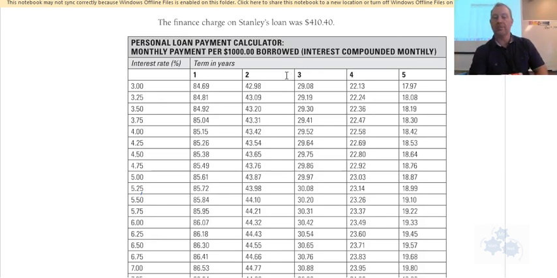All right. Round number 2. 6.5% for 2 years, for $1,000. How much?